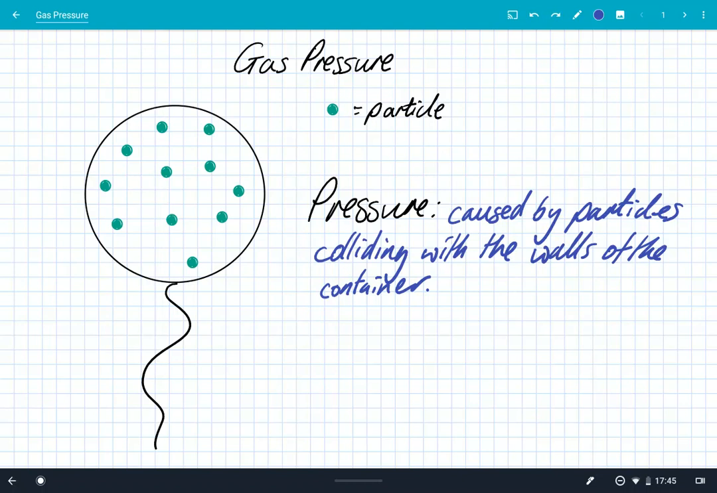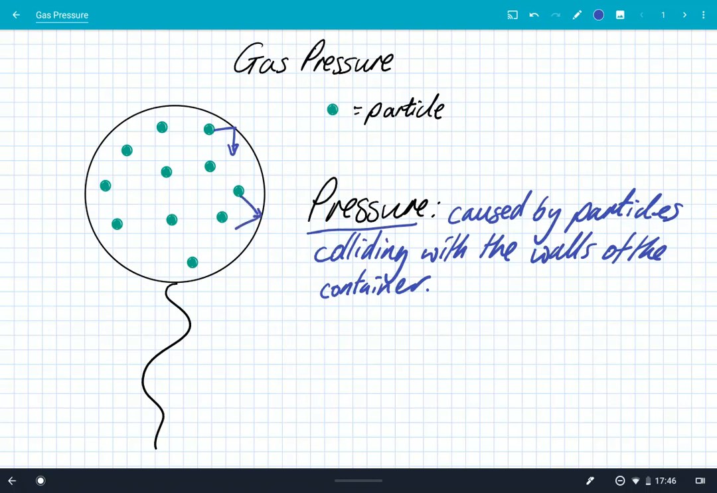And we know that there is a pressure inside this balloon. But what causes that pressure? It's very simple. Pressure is caused by particles of air colliding with the walls of the container. It's not caused by the particles colliding with each other. You must say it's the particles colliding with the walls of the container.